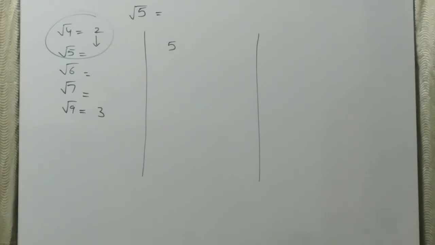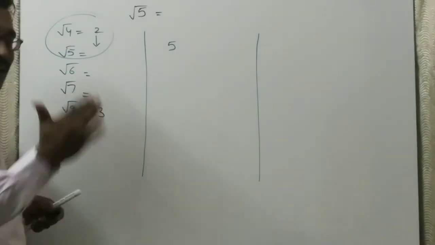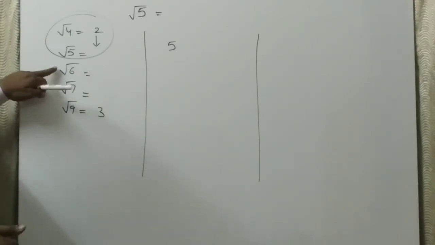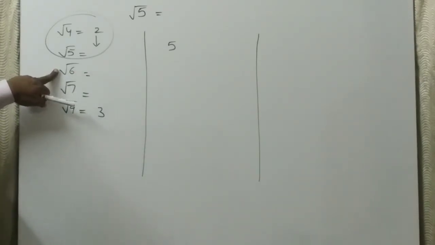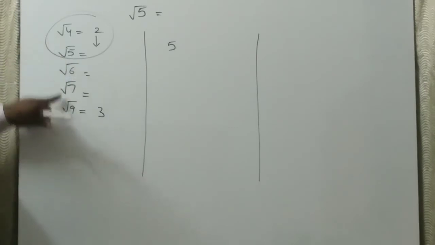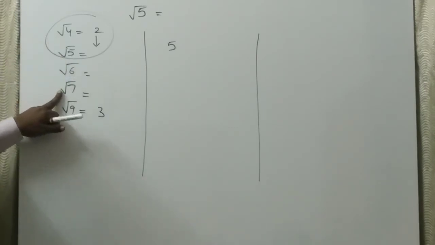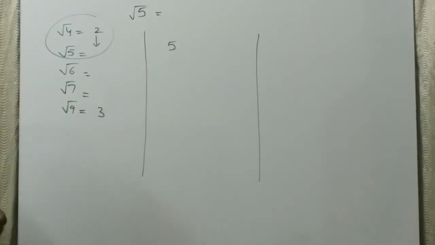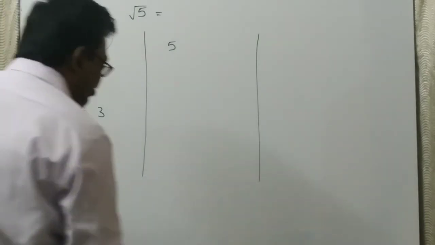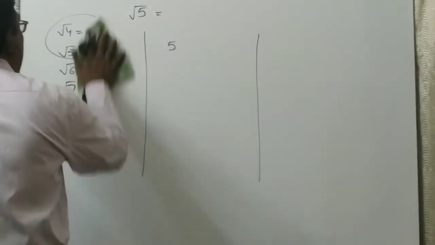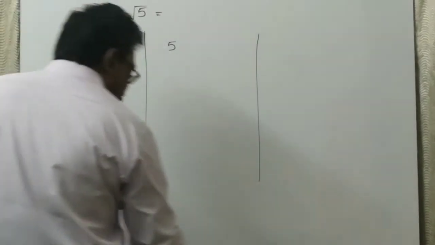That means root 5 is 2 point something, not even 2.5 also, because root 6 is exactly in the middle. Now it is 1/4 and it is 3/4. Like this, you can apply logic also. Anyway, we'll solve it with the theoretical proof, root 5 value.